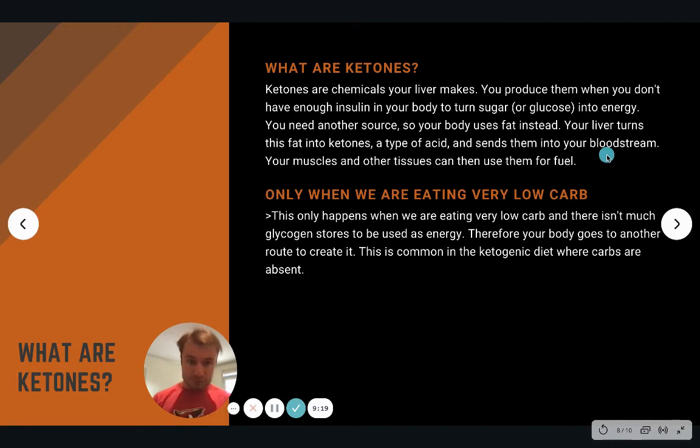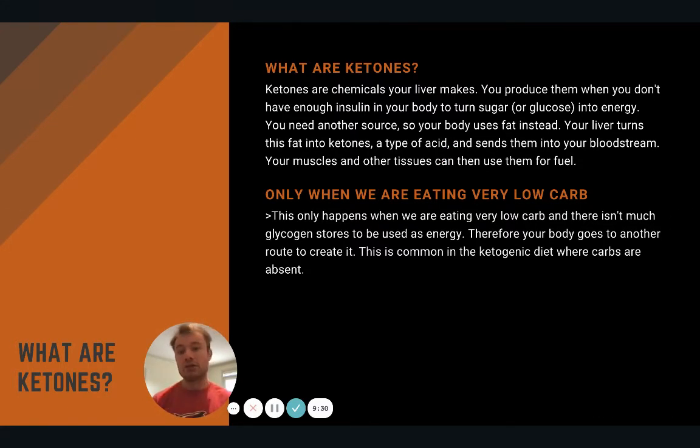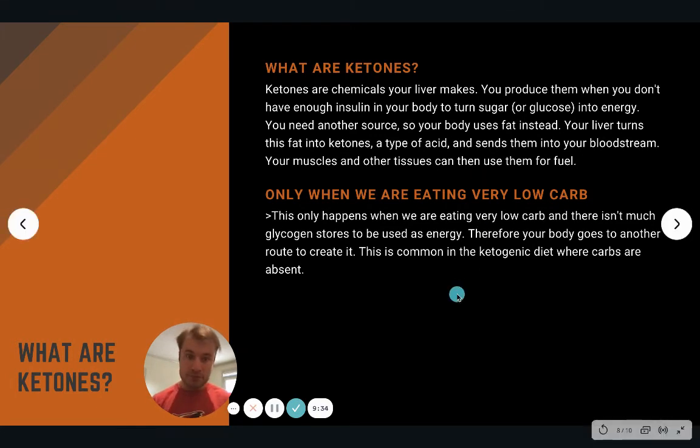And of course, ketones can be used from your muscles as well as your tissues for energy. So when you're not ingesting carbs, you're using fats and proteins as energy, and you're getting glucose from your protein, which is therefore going to be used for fuel. Okay. And this only happens when you're eating low carbs.